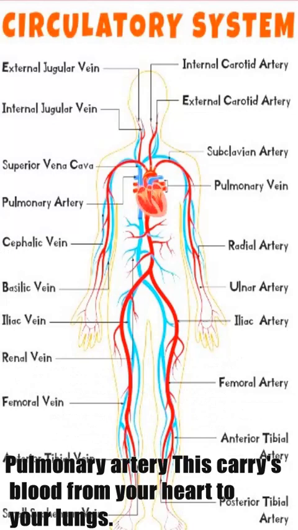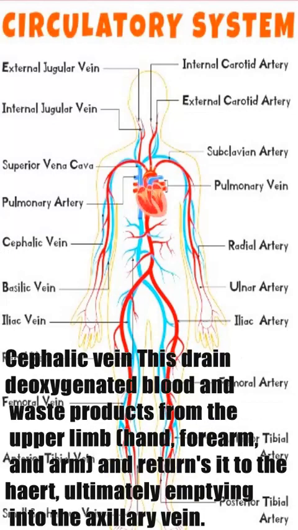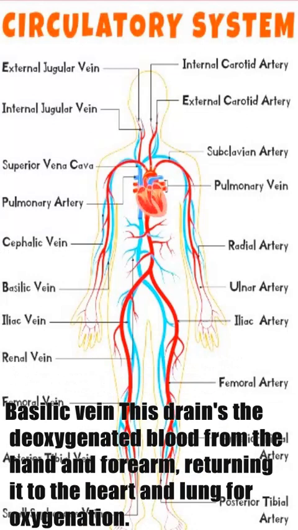And the next one, the basilic vein or cephalic vein. This drains the blood and waste products from the upper limb, from the hand, forearm, and arm, and returns it to the heart, ultimately emptying into the axillary vein. And the next one, basilic vein. This drains the blood from the hand and forearm, returning it to the heart and lung for oxygenation to make the blood oxygenated to give it throughout your body again also.